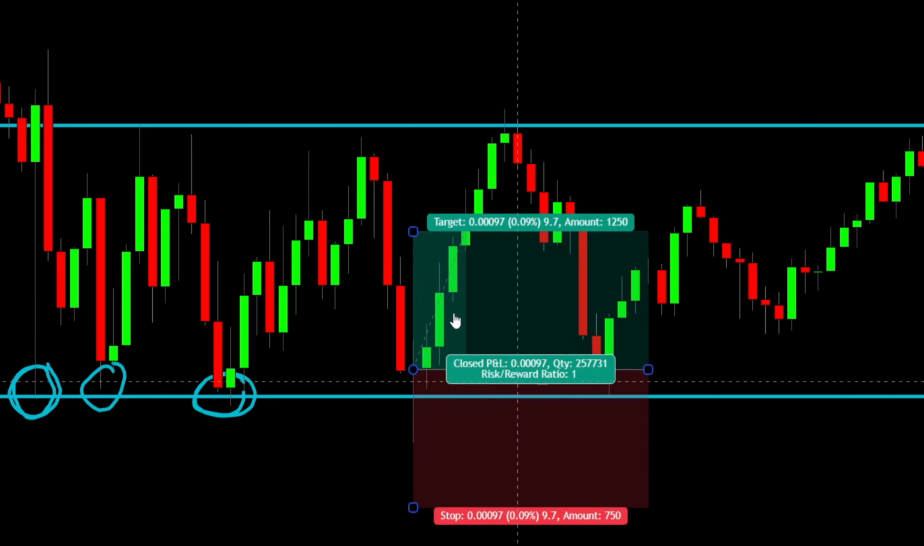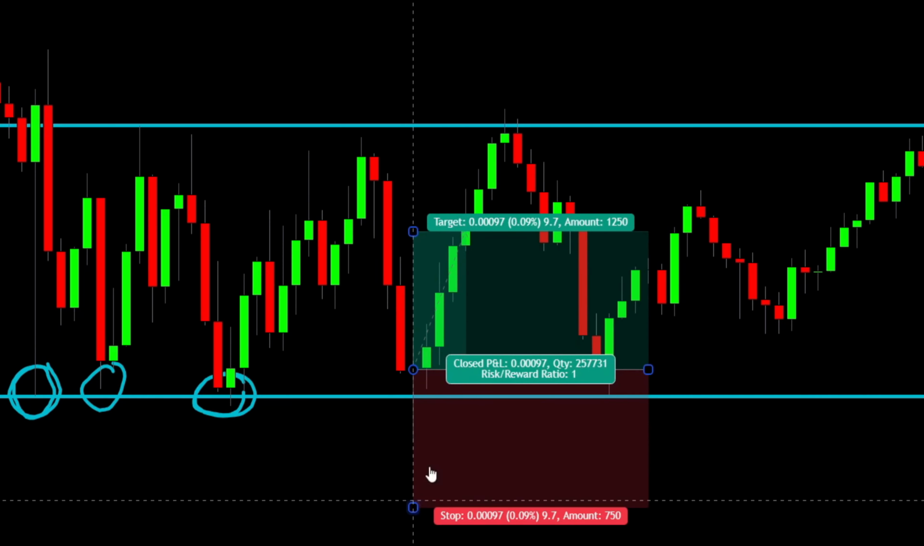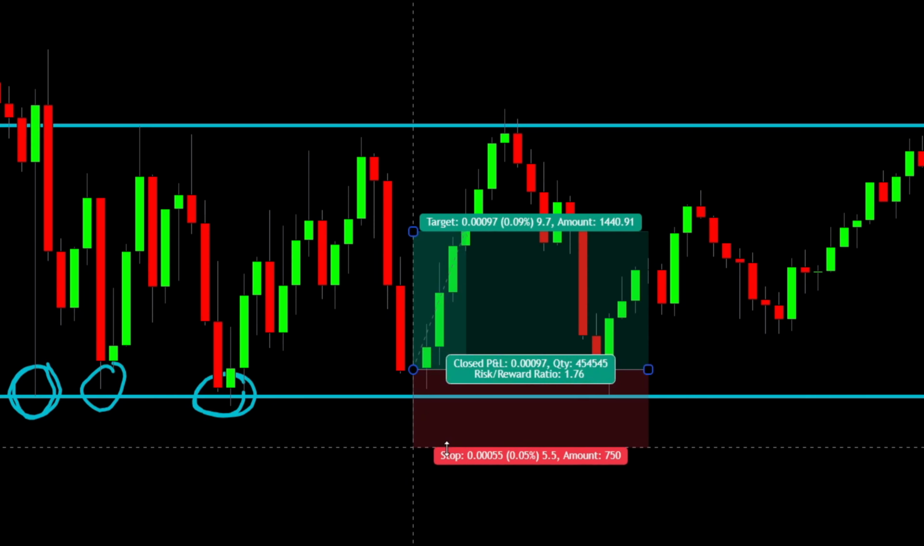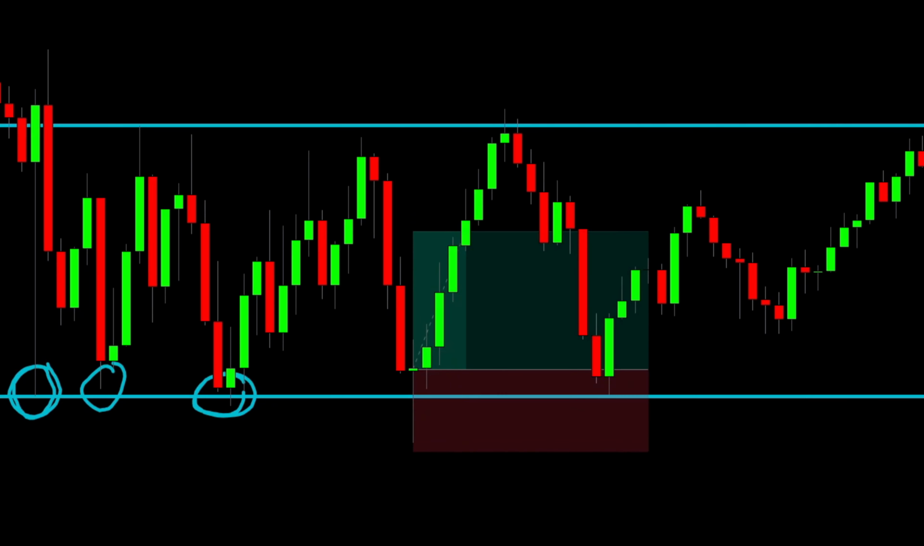And the most common way to enter this price action signal is to enter at the candle close, and you want to set the stop loss below the lowest part of the failure test. So you can see that this right here is the lowest part of the candle. We want to set the stop loss below this point.